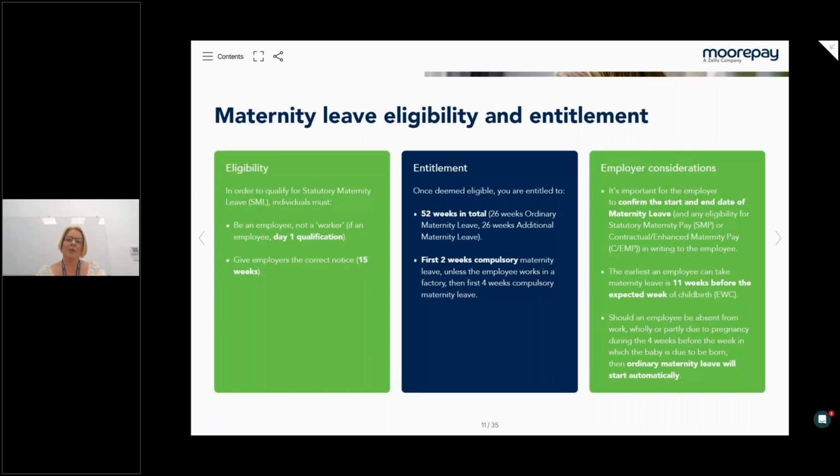Now, the earliest an employee can take maternity leave is 11 weeks before the EWC, which is the expected week of childbirth. Like I said, you'll get that from the MAP-V1 form. It's normally in extreme circumstances that people want to start that early, but if your employee is quite unwell, they may want to start it early, and it's 11 weeks before the baby's due.